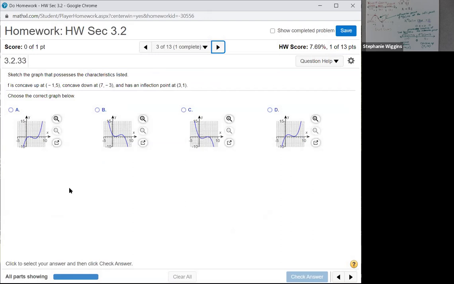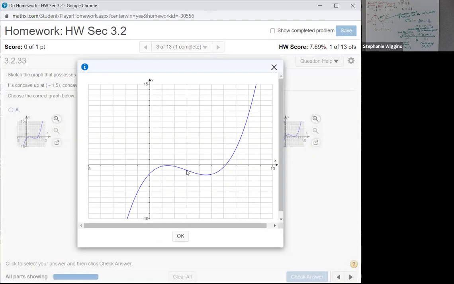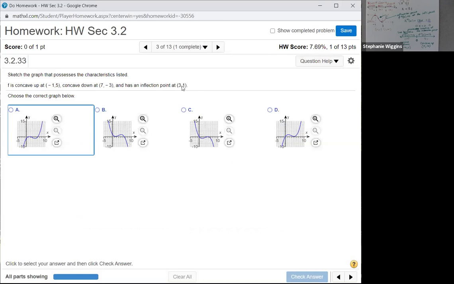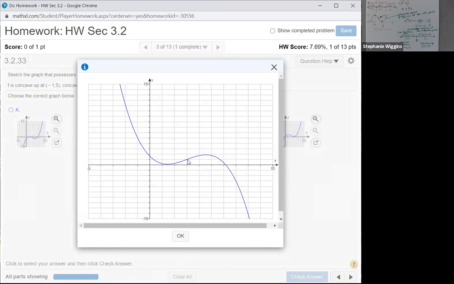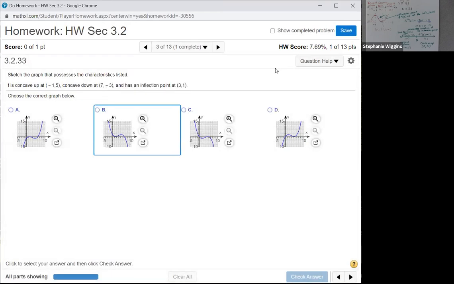And if you look here, this is the inflection point. Let me make sure I'm sharing it right. Right here, 3, -1 is the inflection point, so this does not have an inflection point at 3, 1. Okay, looking here, yes, there's an inflection point at 3, 1. It's concave up on the left and then concave down on the right.